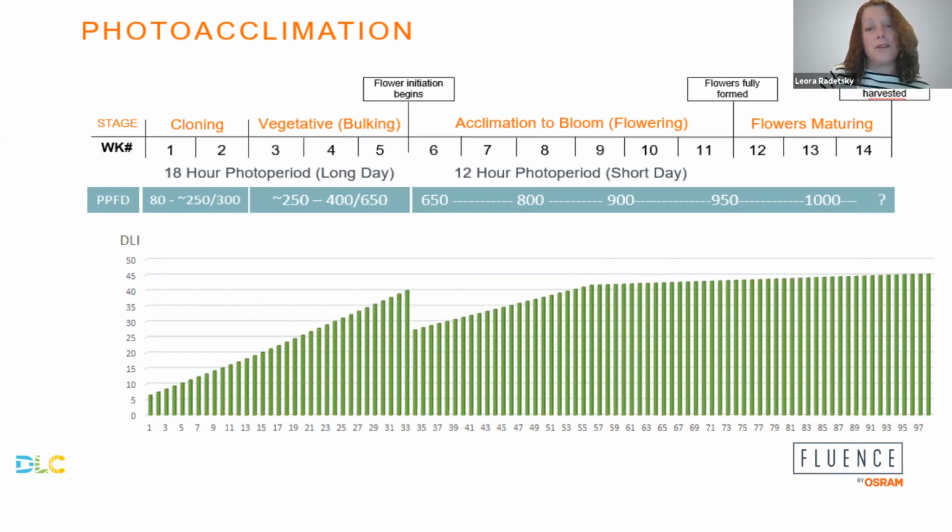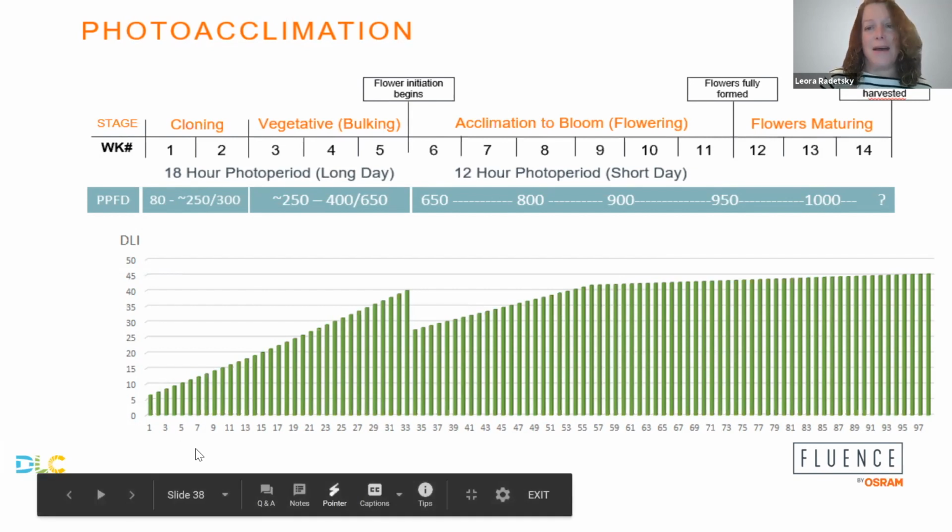And then you're going to basically start to ramp up your light levels from 650 all the way up to 1,000 PPFD, if you can get there, for example, in order to increase that DLI slowly so that you can give the plant as much as you have, probably as much as you can afford, really, right? And then be able to get that maturation of flower.